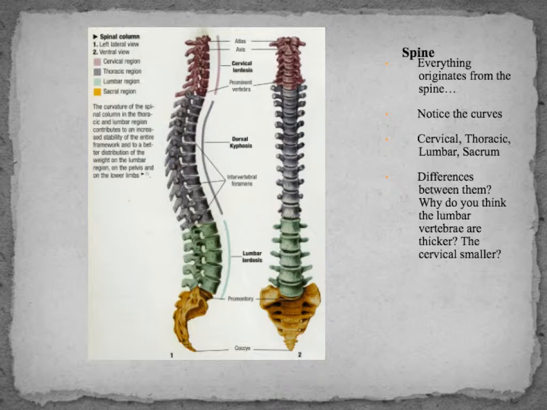So the spine, everything originates from the spine. The spine is the key to release of excess tension. One of the first things I want you to notice are the curves. Look at this. This is the side view. Look at these gorgeous, beautiful curves.